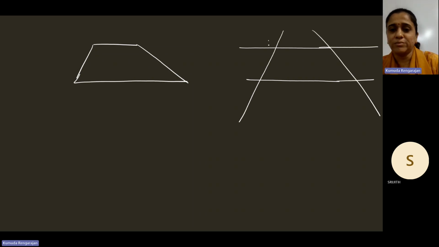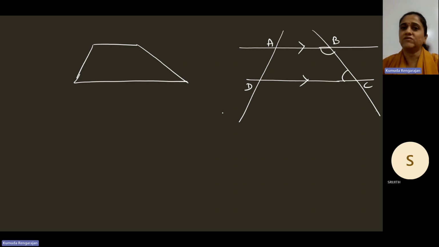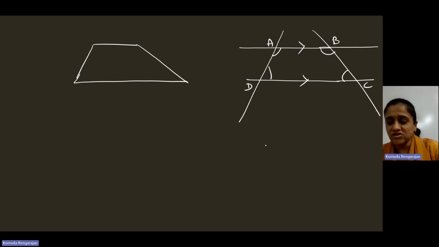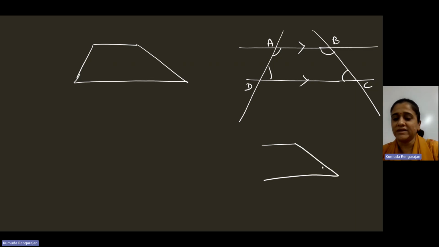This is the trapezium ABCD. So these are the two parallel lines. BC is a transversal. This angle plus this angle is equal to 180. Co-interior angles are supplementary. Similarly, this angle plus this angle is equal to 180. Parallel line, transversal, parallel line. It should be like that.